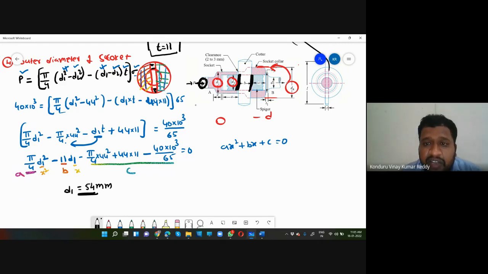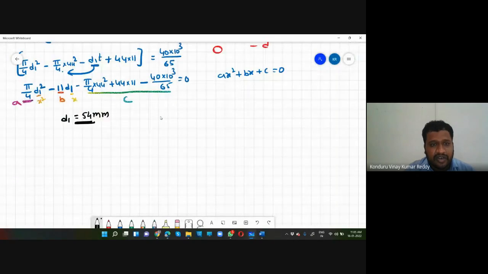If you see here, I have designed D2 and D1. Now I should design D4 and D3. Only these two parameters are left over, and the B value is also something we have to find out. Let us find them now.